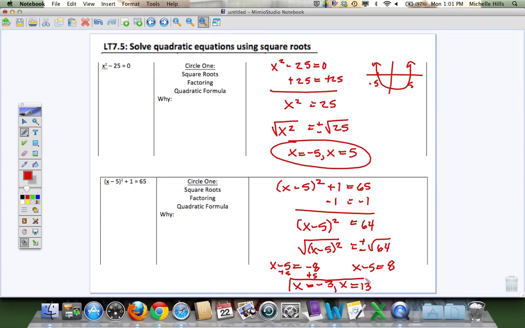If I graphed the parabola, y equals x minus 5 squared minus 64. If I move this all to the same side and put y on the other side, it would cross the x-axis at those two places.